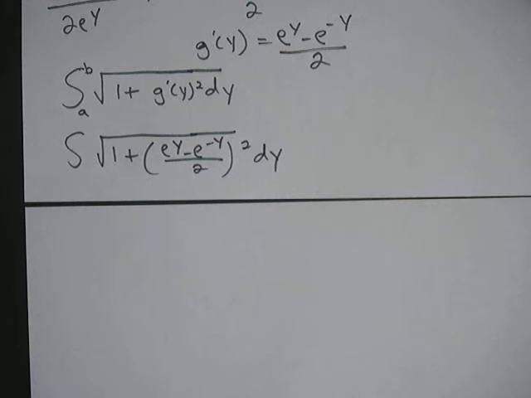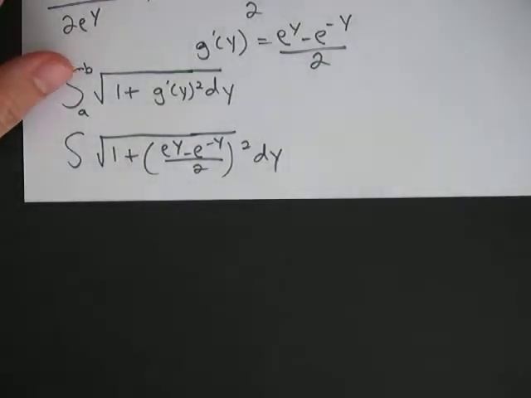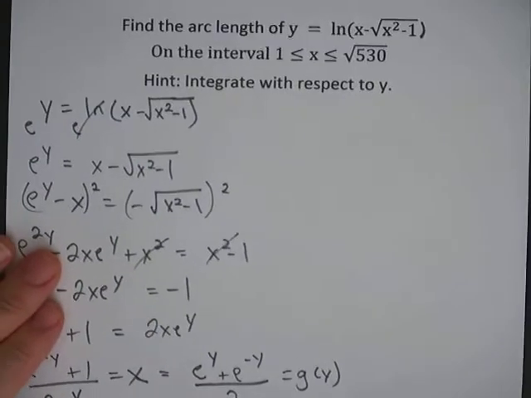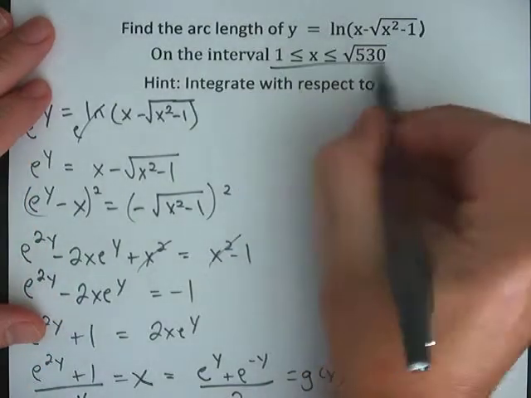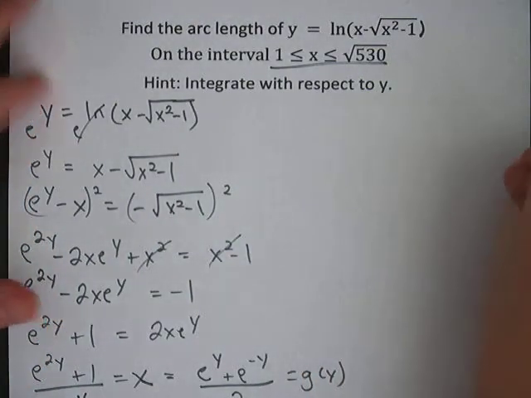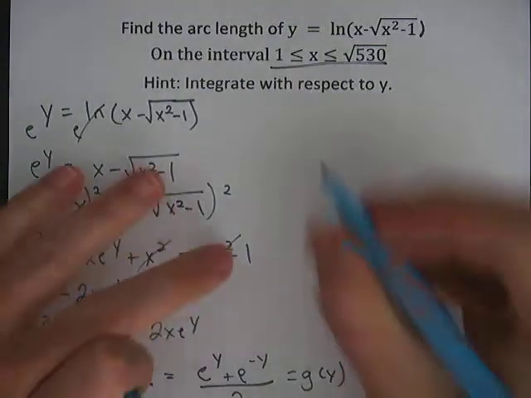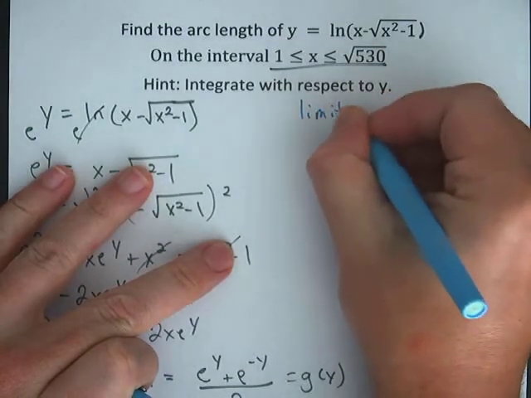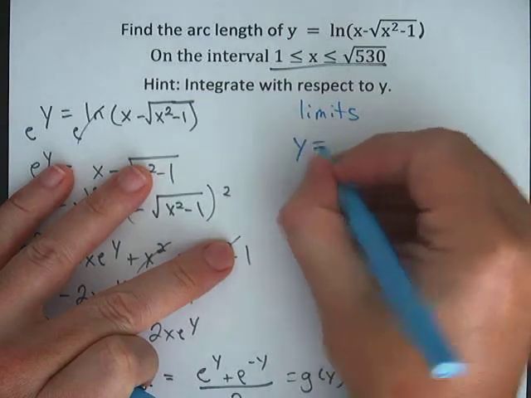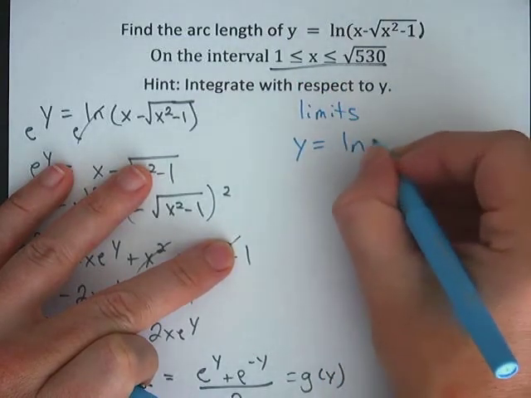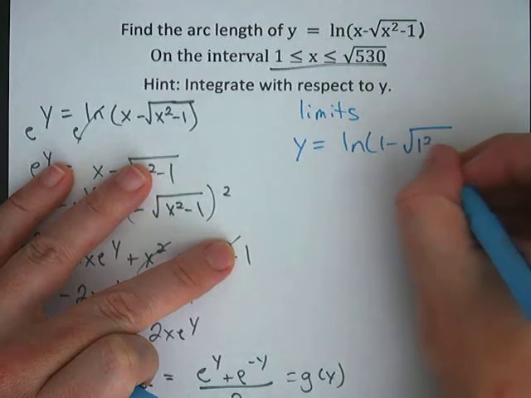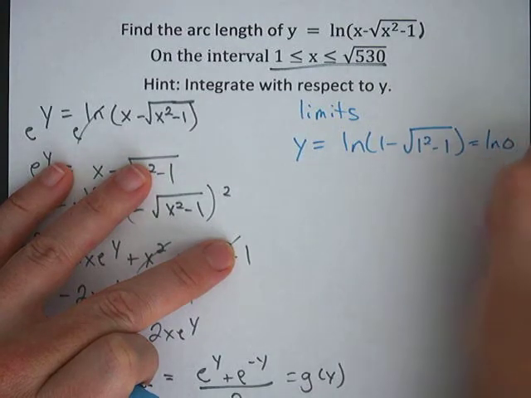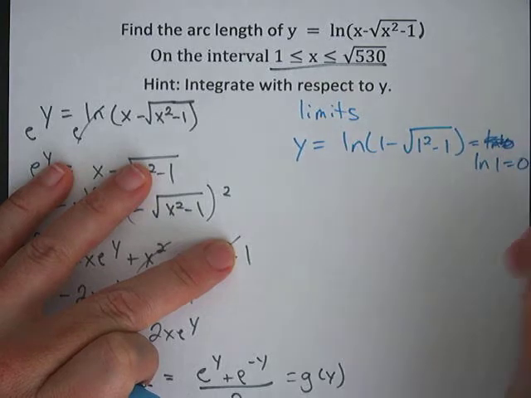So how do we figure out our limits? Well, we have the limits with respect to x, so we could plug those into the function to get them in terms of y. So let's go back up here and use this right here to figure out what our limits are. So let me write that in a different color, limits. Okay, so one of them could be found by plugging in the lower limit, which is 1, ln of 1 minus the square root of 1 squared minus 1. It's going to give you ln of 1, which equals 0.